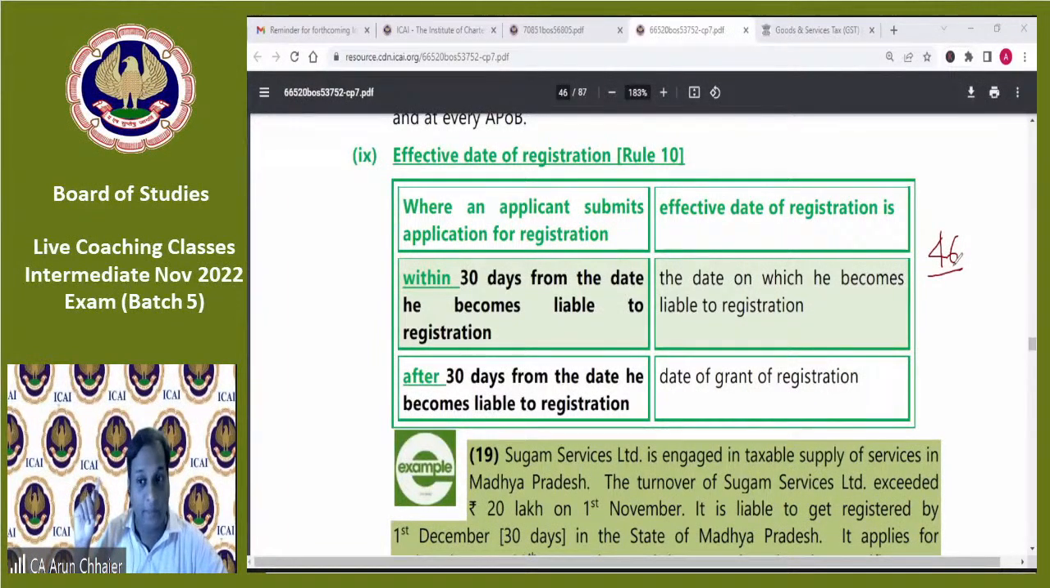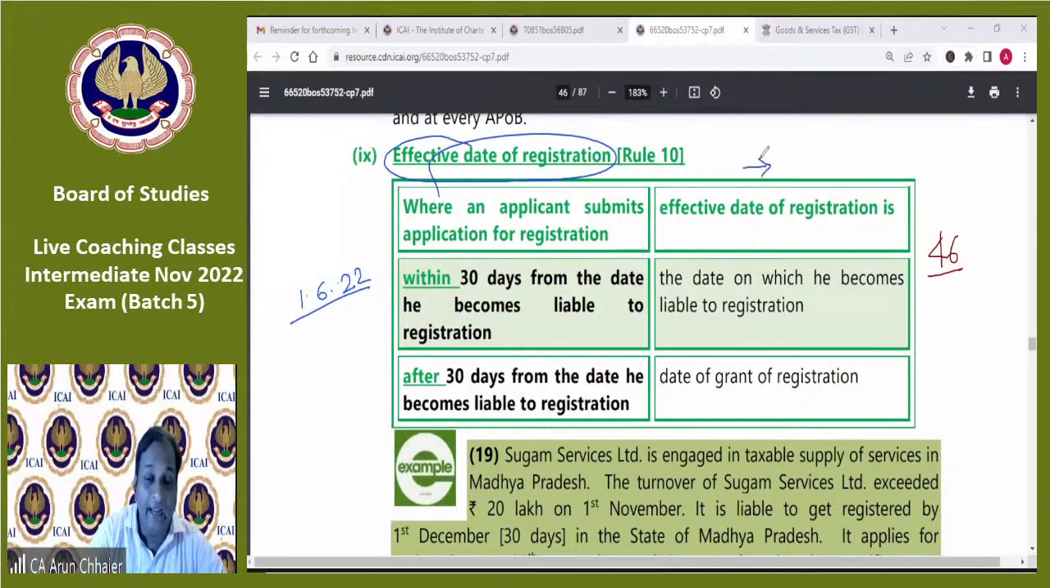Excellent, Rekha, you are absolutely correct. You have correctly understood the use of the effective date of registration, which I was about to explain, but you have already answered. Appreciated. The date of the liability will remain the same. The effective date is only the point from which date you can take the ITC.